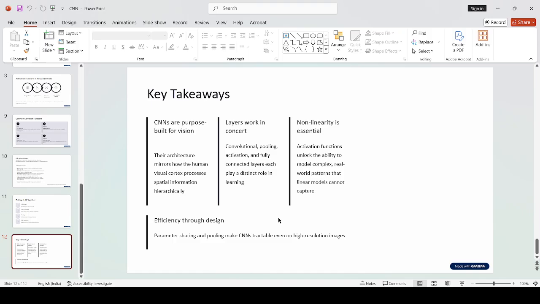Another important advantage of CNNs is efficiency. Convolution uses parameter sharing, while pooling reduces the spatial dimensions. Together, these design principles make CNNs powerful and computationally practical for processing high-resolution images.